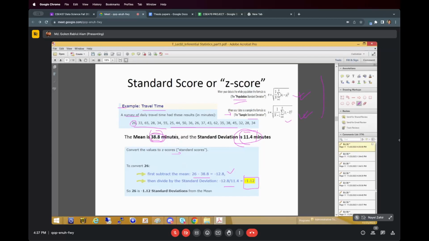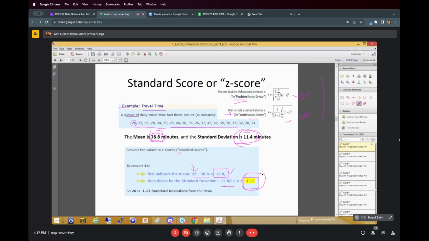Then what we have to do is, at first from the value 26, we have to subtract the mean. The mean is 38.8, so it is negative 12.8. Then we have to divide this by the standard deviation, which is 11.4. Then we will get this. This is the Z score, or standardized score, of 26.